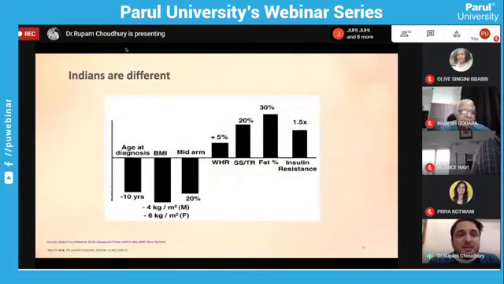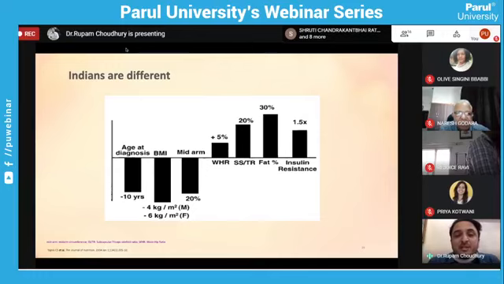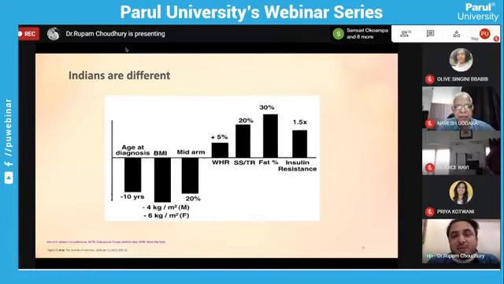And we Indians are not the same as the Western counterpart. At diagnosis, these are the differences. Age at diagnosis: we become diabetic very early, a decade earlier as compared to the Western population. Our BMI is low. Mid-arm circumference is 20% lesser, but the waist ratio and hip ratio are higher as compared to the Western population. Fat percentage is 30% higher in the Indian population, and we are more insulin resistant as compared to the Western population.